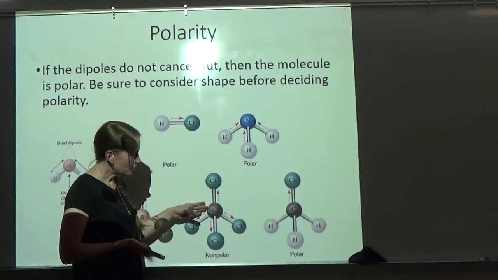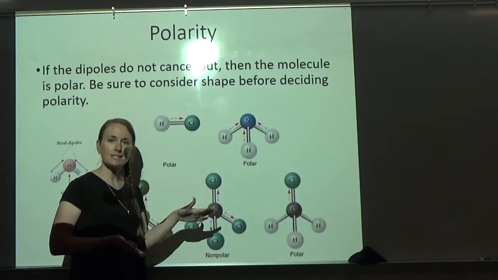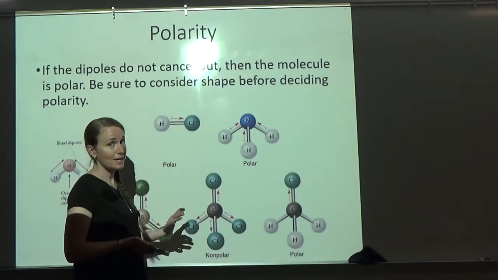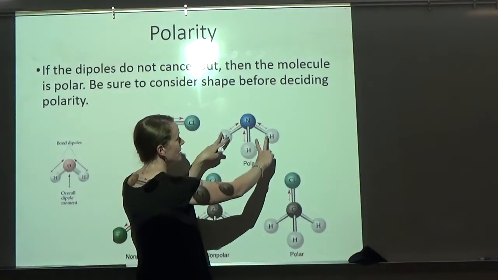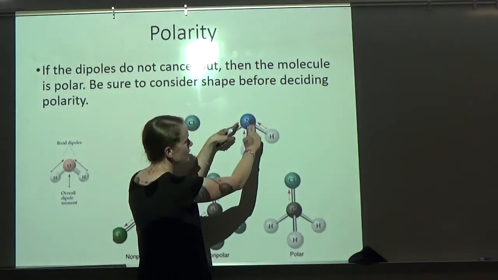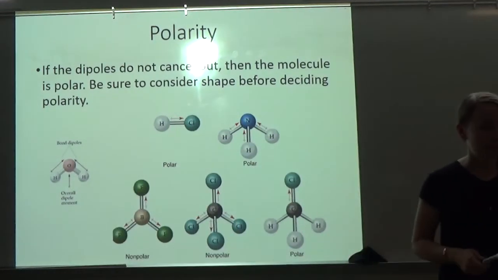If you have a tetrahedral molecule, if they're all pointing either outward or towards the center, then those still cancel. They're all pointing in opposite directions. Whereas like here, see how they're all pointing in, so they would not cancel. So you've got to be careful of shape.